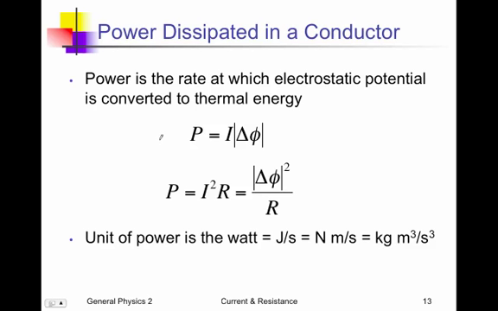Power is dissipated in a conductor, and it's the rate at which electrostatic potential is converted to thermal energy. So power is equal to I times delta phi, the current times the potential. You can write it as P equals I squared R, because delta phi is equal to IR. Then I can also substitute in I equals delta phi over R, and I squared R becomes delta phi squared divided by R. So depending on which variables we know, we can solve for the power. The units of power are energy per time, so joules per second.